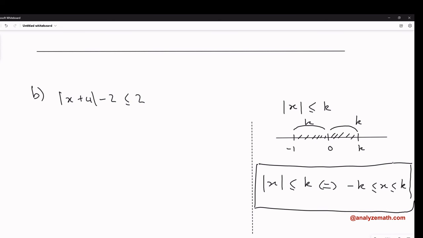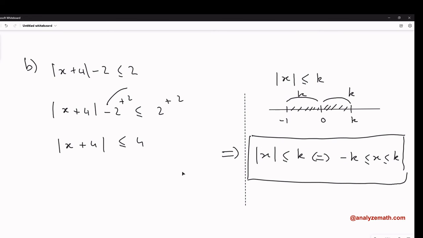Good, now let's go to our inequality and isolate the absolute value by adding 2 to both sides. We add 2 here, we add 2 here. This gives me 0, so that absolute value of x plus 4 is less than or equal to 4. Now I'm going to use this idea. The only difference between this inequality and the simple one is that here we have x plus 4 instead of x, and 4 instead of k. So I can write my inequality with the absolute value as a double inequality without absolute value, as we have shown here.